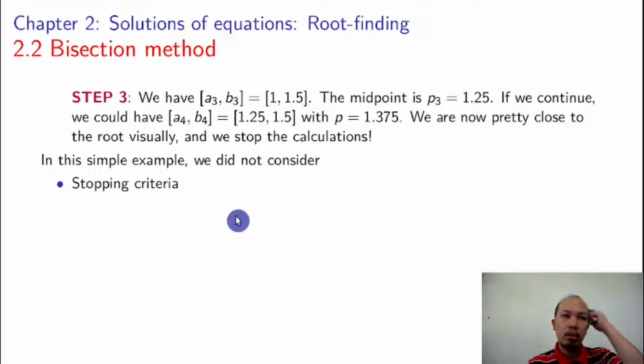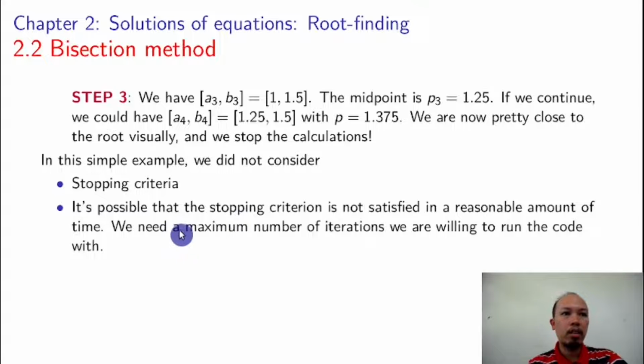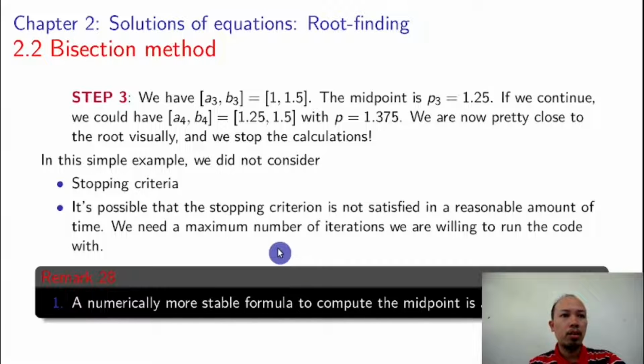We did not employ a stopping criteria, and it's possible that the stopping criterion is not satisfied in a reasonable amount of time. So we need a maximum number of iterations we are willing to run the code with. So before we go to another example, the Python code for the bisection method and some theorems, let me first discuss this remark 28. It says here that a numerically more stable formula to compute the midpoint is this form.